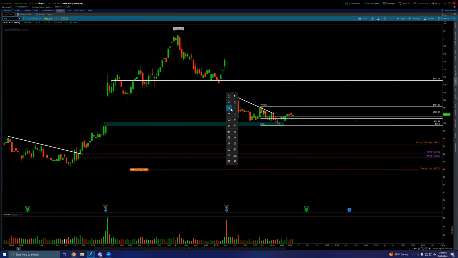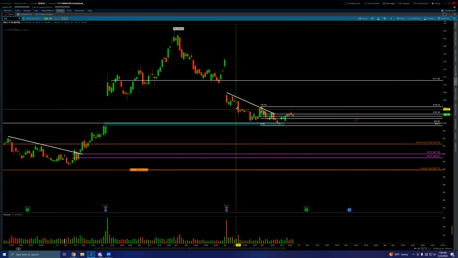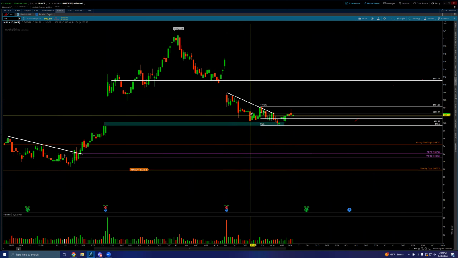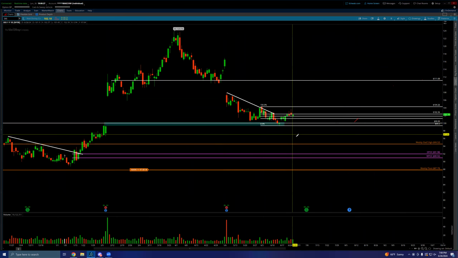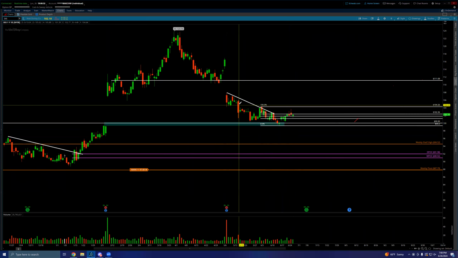And the reason that I didn't start here is because this kind of looks like a trend to me. This section does not look like a range. This does, right? Here we're setting lower highs, lower lows. Here we set a higher high, then a lower low, and now we're just in the middle of the two. So this to me is the range. This is not.